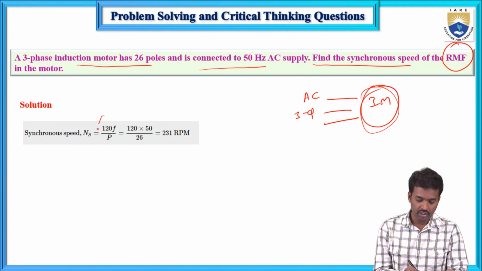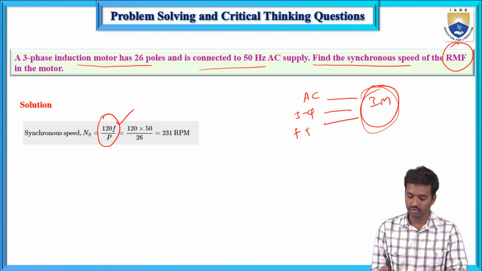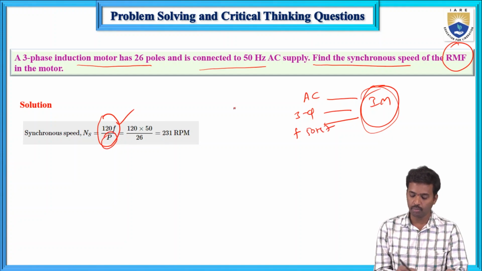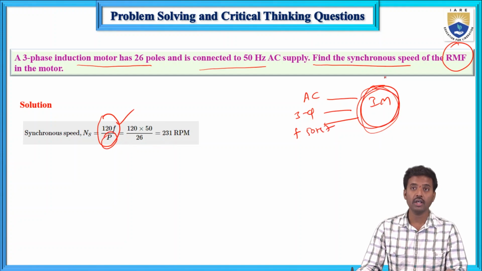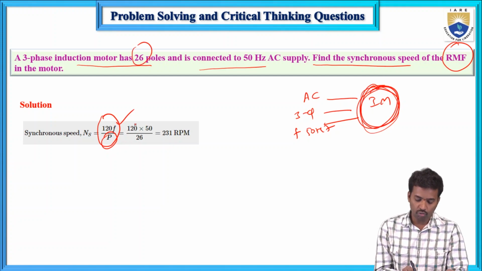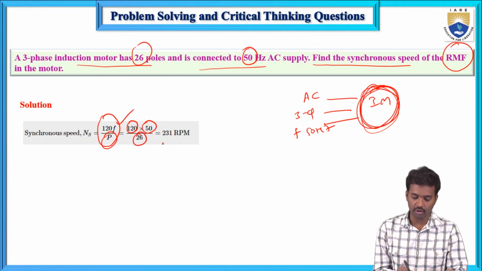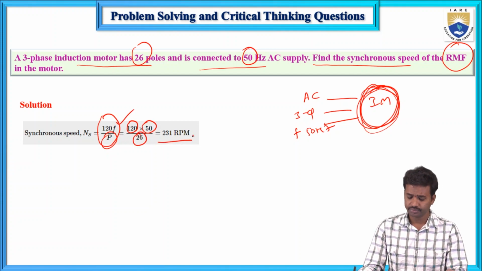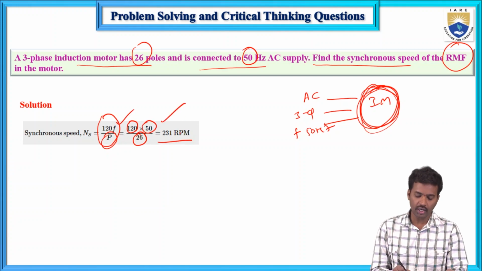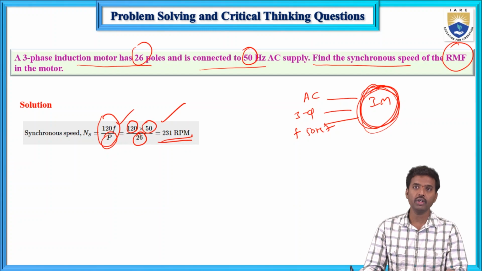So 120 F by P here. Here F is the supply frequency, 50 Hz, and P is the number of poles. The stator has 26 poles. Here 120 is a fixed value, F is 50 Hz, and 26 is the number of poles. If you calculate this, you will get a value of 231 RPM, rotations per minute, speed units.